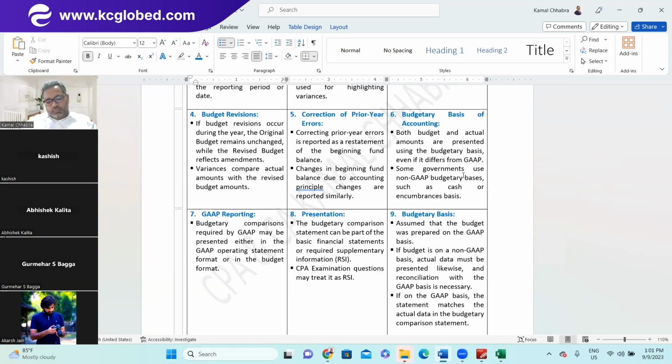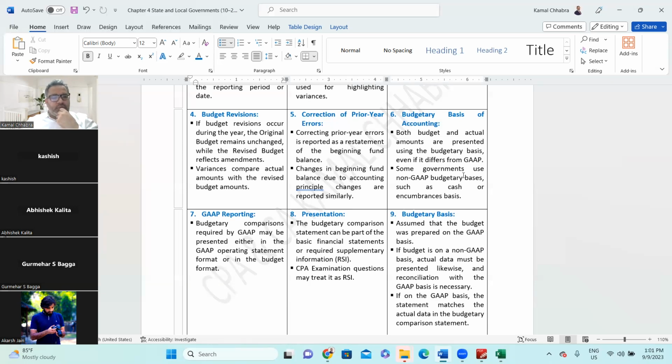So if there's any change in the accounting policy, or there was any error, on your depreciation method, for example, or wrong adjustments were made, we'll make those adjustments in the current year for those prior year adjustments, on the opening retained earnings. We'll make the adjustment in the opening retained earnings.